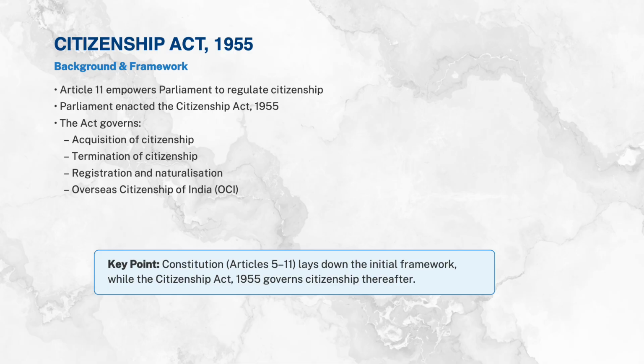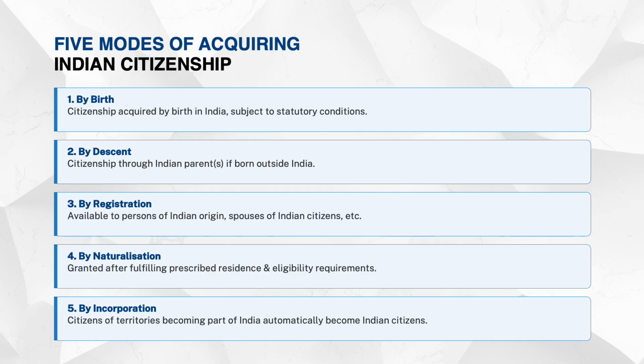So next, now we have covered the Citizenship Act 1955, and inside the Citizenship Act 1955 we have acquisition of citizenship and termination of citizenship, right? So let's begin with acquisition of citizenship, okay? There are 5 different ways of acquiring Indian citizenship. There are 5 modes of acquiring Indian citizenship.